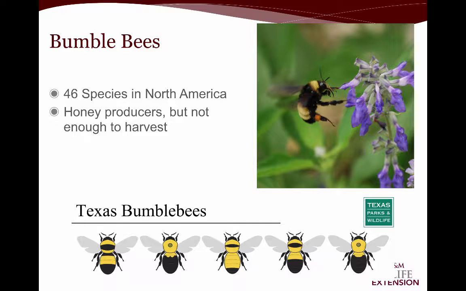There are 46 species of bumblebees in North America. They are honey producers, but not quite enough to harvest. You can see along the bottom a series of different species of bumblebees, and you can actually distinguish different species by the pattern of yellow to black on their bodies.